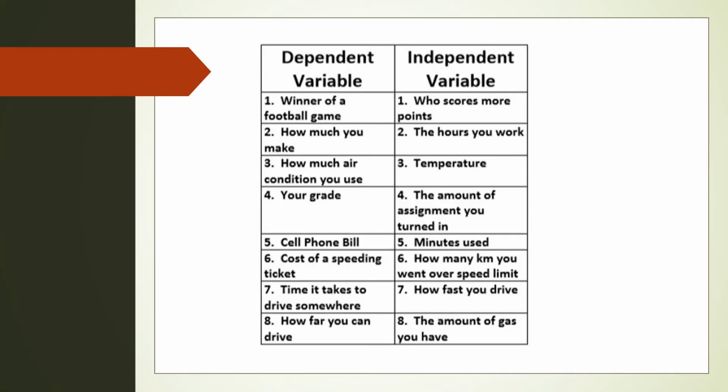Here are the answers to the activity you just completed. Look at number 1. The winner of a football game depends upon who scores more points. Number 2. How much you make depends upon the hours you work. Number 3. How much air conditioning you use depends upon the temperature. Number 4. Your grade depends upon the amount of assignments you turn in. Number 5. Your cell phone bill depends upon the number of minutes used. Number 6. The cost of a speeding ticket depends upon how many kilometers you went over the speed limit. Number 7. The time it takes to drive somewhere depends upon how fast you drive. And number 8. How far you can drive depends upon the amount of gas you have.